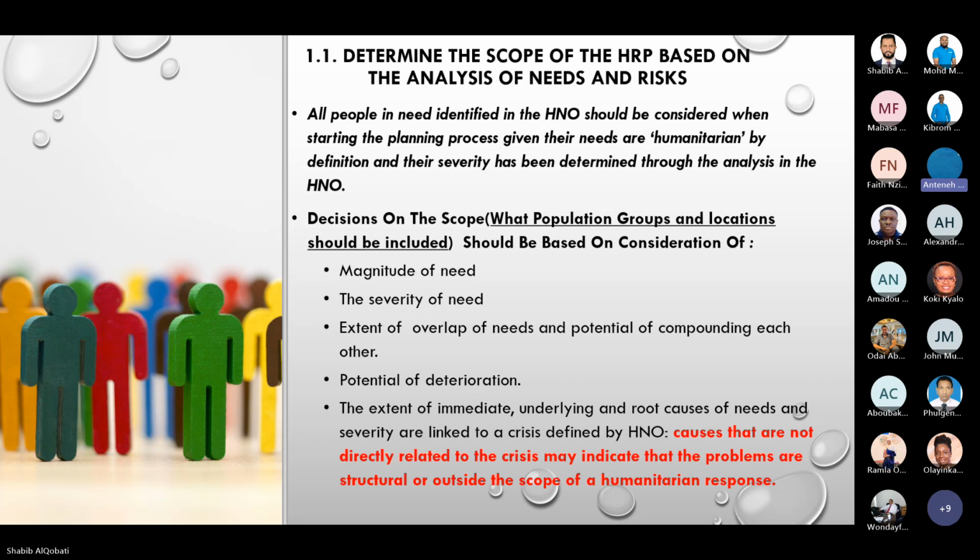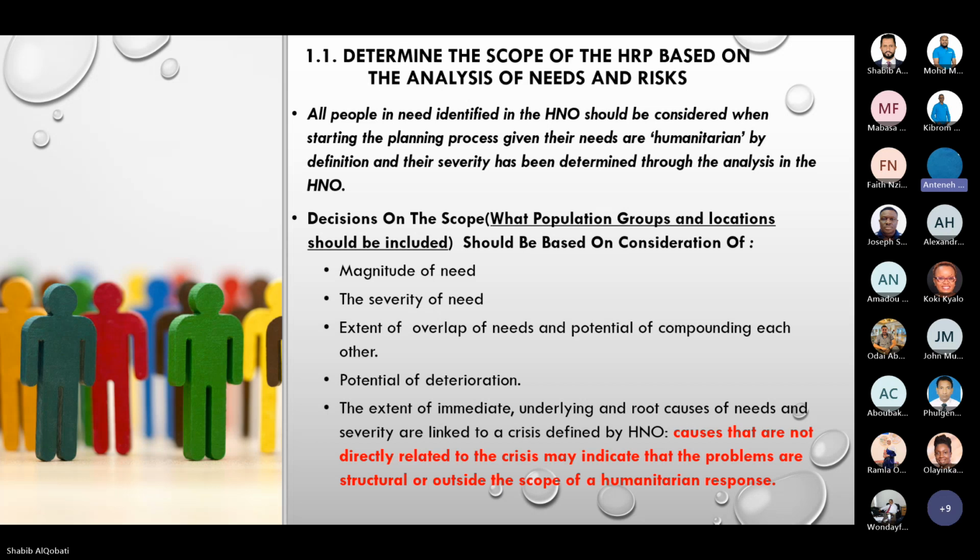And also we look at the likelihood of the situation deteriorating during the course of the HRP response. And we look at what is really driving the situation. Of course, in the HNO stage, we did say that we look at needs regardless of the main driver. But when you look at the HRP, we mostly focus on needs which are attributed or driven by the most recent crisis, so that at least we can address the temporal or transient causes of the need. So taking all these considerations, the intersectoral group determines the scope of the HRP.